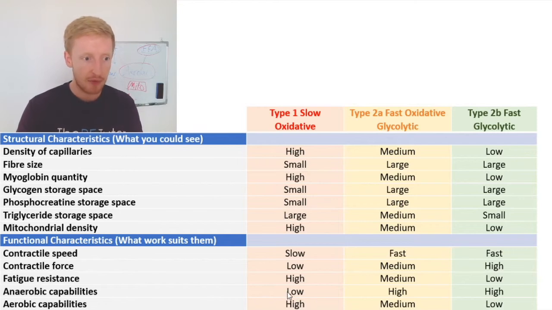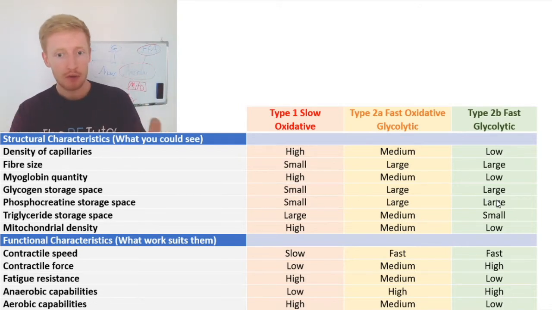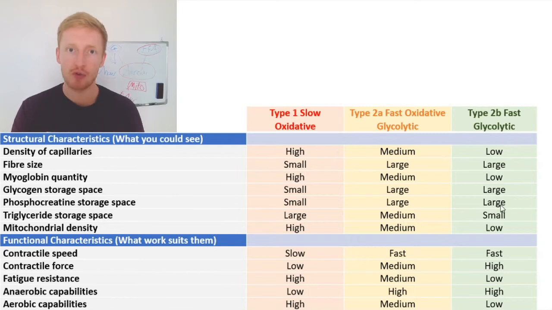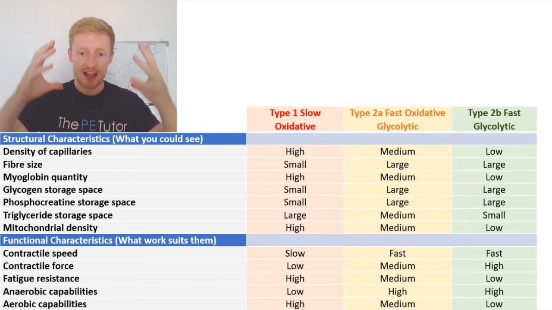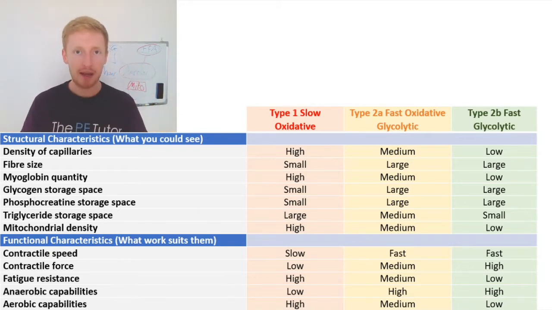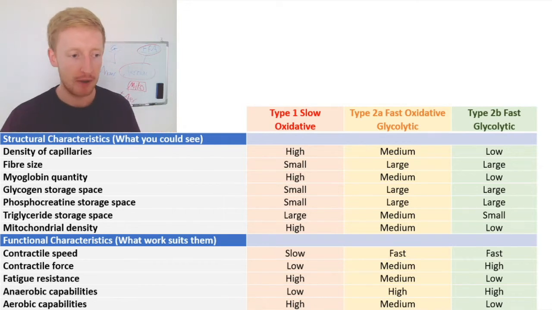Slow oxidative muscle fibres have low anaerobic capabilities and they have small phosphocreatine storage space. They go hand in hand. But if we look at the other side, the fast glycolytic muscle fibres, that fast twitch, they've got large phosphocreatine storage space, therefore they've got high anaerobic capabilities. They're going to be suited to the sports and contexts and events that demand anaerobic energy, instantly, high amounts, speed, power.